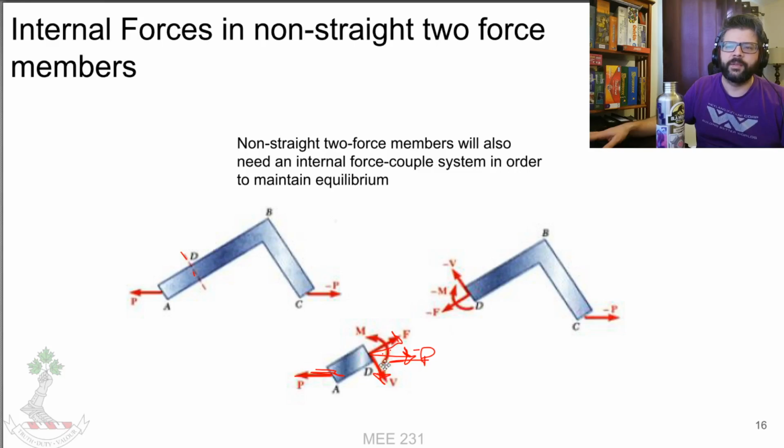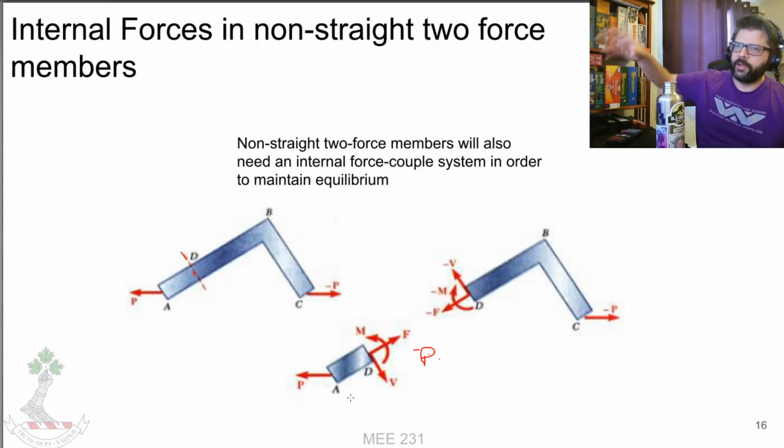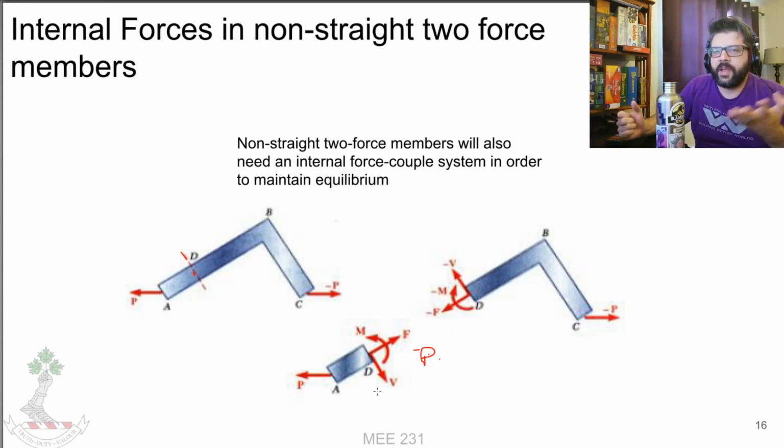So if we don't have an internal moment applied, then that little thing is going to start spinning out of control, and obviously that isn't actually happening. So we just need to be able to measure what that internal moment is that's preventing that thing from spinning out of control.